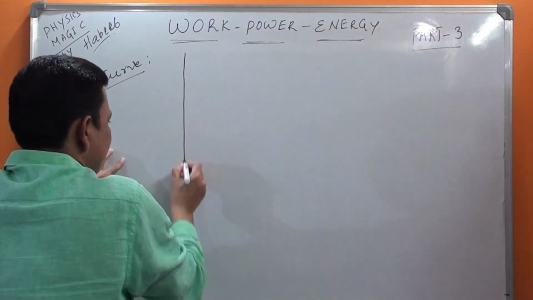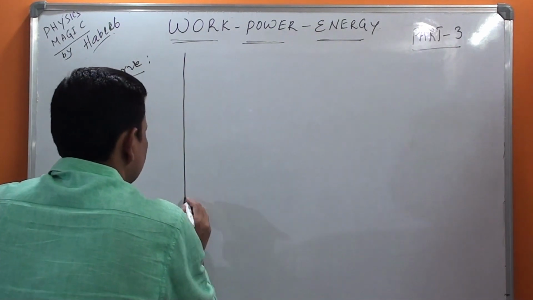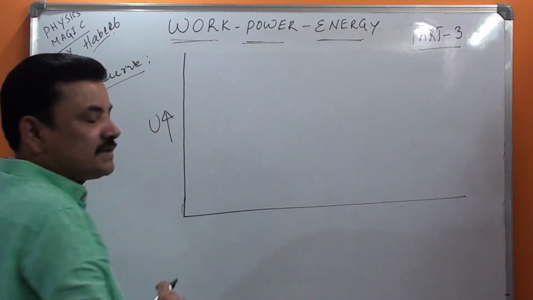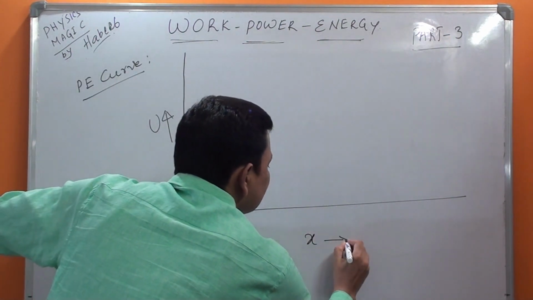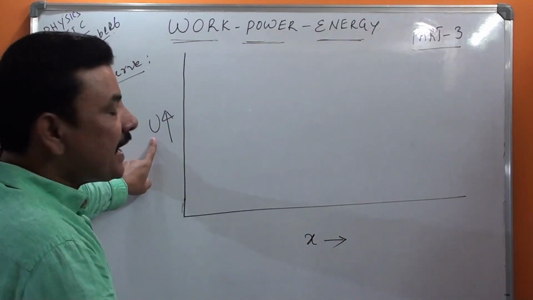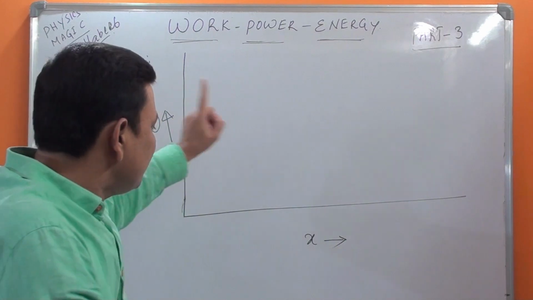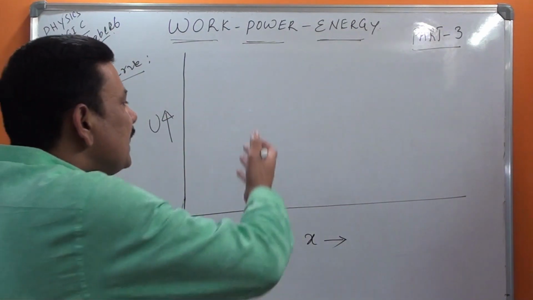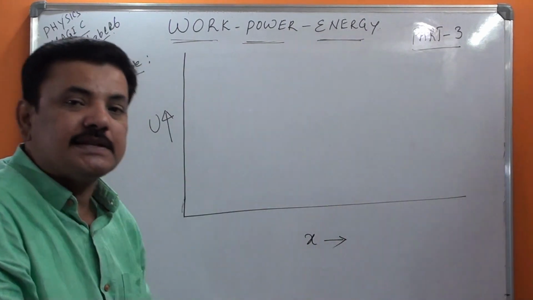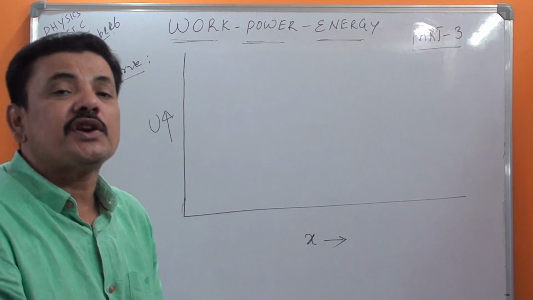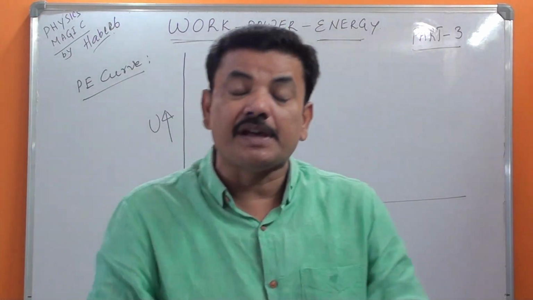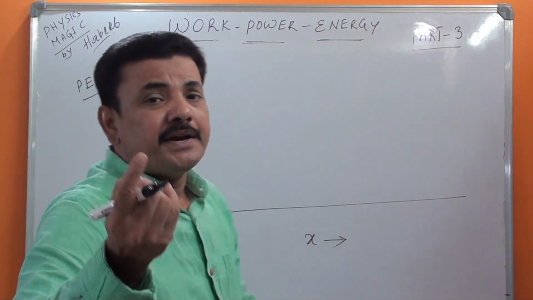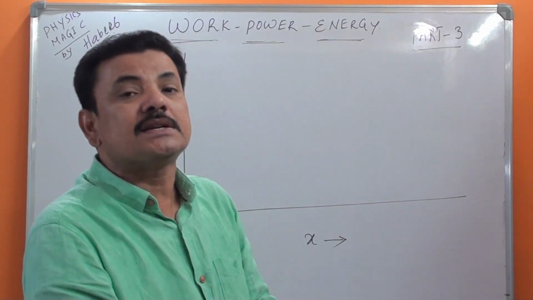This is the graph which I am drawing. U will be taken on the y-axis, and the distance will be taken on the x-axis. So the graph plotted between the potential energy of a particle and its distance from the center of force we can call the potential energy curve. Now let us draw the potential energy curve and analyze the nature of this curve: where the potential energy will be minimum, where it will be maximum, and where it becomes stable. Any question you can expect from this. Questions were asked previously on this concept also.